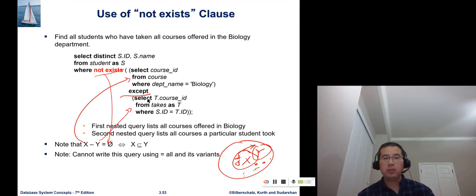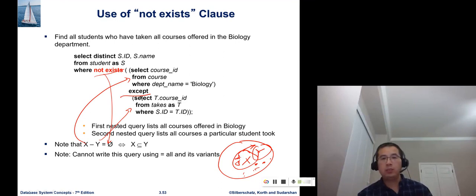But here we want it from takes, because that shows the courses taken by a student. Takes as a new name, for example, refer to it as T. Easy to understand. Okay? You can also just use takes. Doesn't matter, because there's no other place where we use takes. Okay, and then we have a relationship s.id equal to t.id.